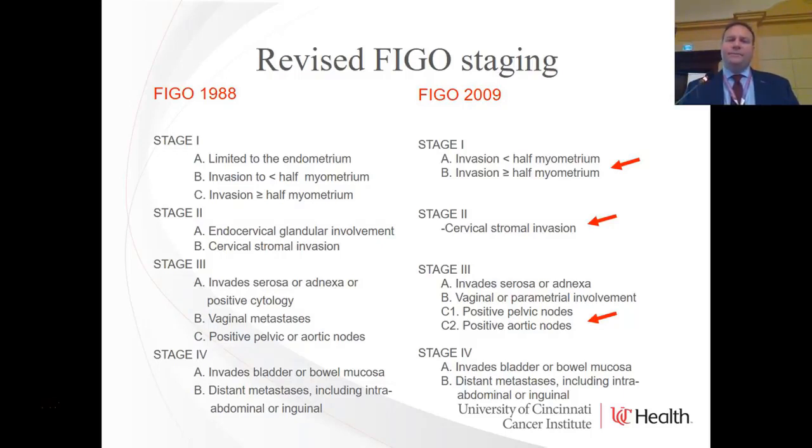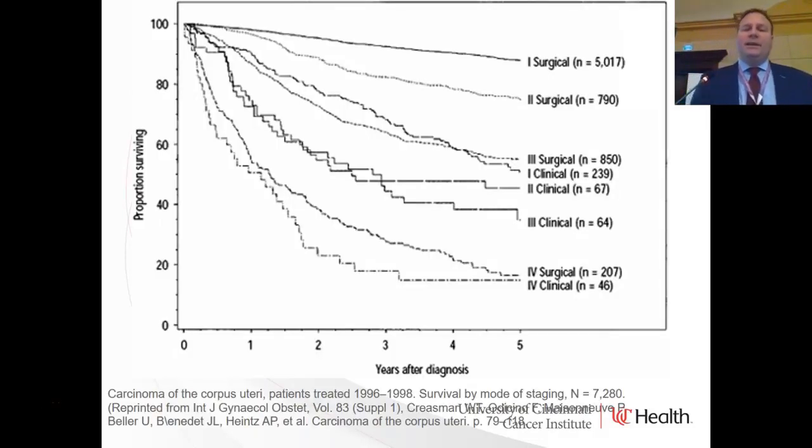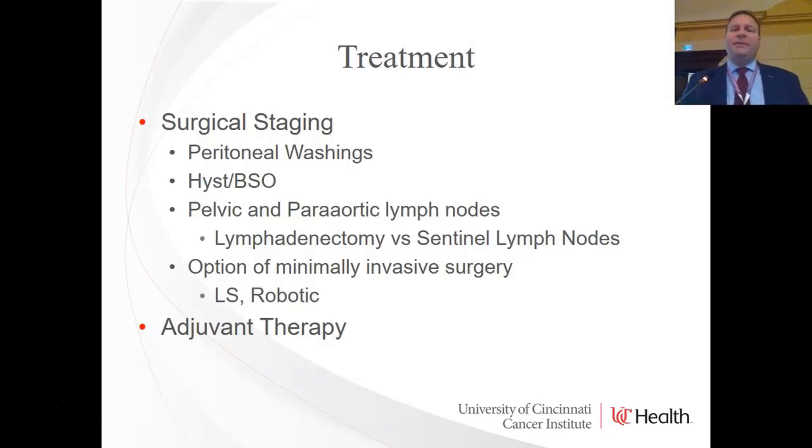I only show staging here to emphasize its importance. Certainly in these Kaplan-Meier curves, you can see that the proportion of patients surviving is intimately linked with the stage of the cancer, whether it's surgically determined or clinically determined. But the surgical determination, i.e. assessment of lymph nodes in appropriate patients, leads to a much better ability to predict outcomes, and is why surgical staging is still a tenet of management of endometrial cancer.